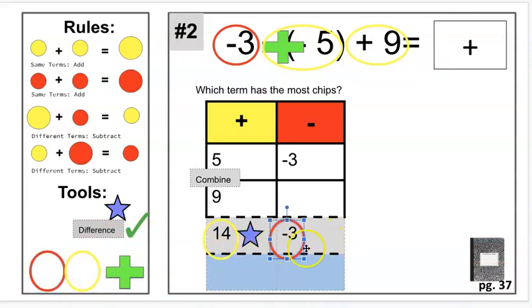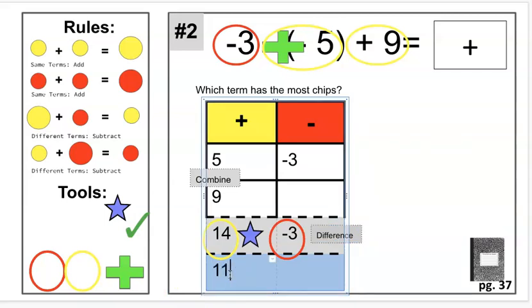And when I have red and yellow, look over here, remember our rules that I've been asking you to study. We're going to have to subtract. So another word for subtract is to find the difference. And we're going to find the difference between those 2. So 14 take away 3 will give you an 11. But not just any 11. It's going to give you a +11.